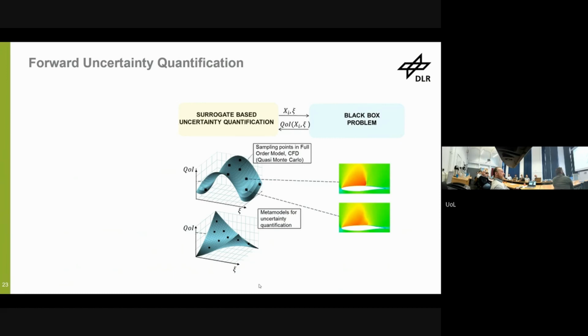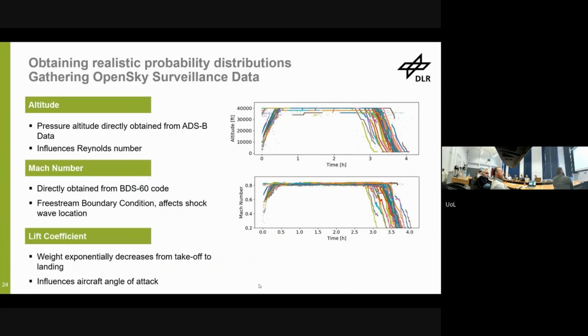So what we did is, what you do nowadays, you Google, and we found OpenSky, which is actually quite nice. It's an open website where you can take a lot of information from. It pretty much tracks flights and puts all their information on there. And we decided to go for altitude, Mach number, and lift coefficient. The Mach number you can directly take from the transponder on the aircraft, and the lift coefficient pretty much correlates to the weight. There are not always the same number of passengers and other things on board, so it's a bit tedious to get it out of this data.